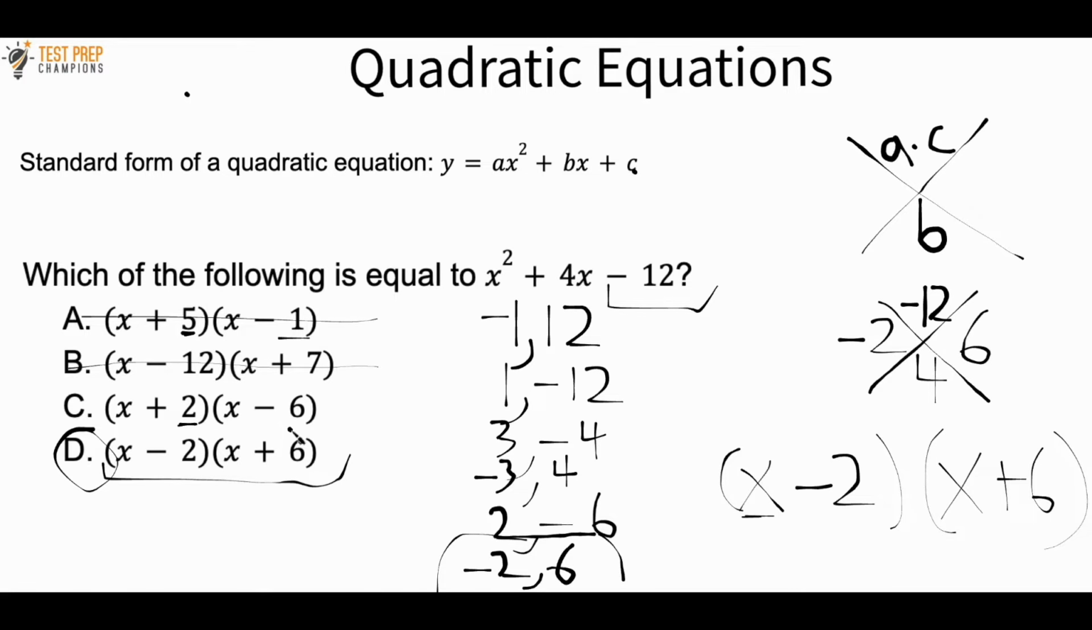And you could have looked at C and seen that 2 times negative 6 is negative 12, so C could be right. And you could have come to D and done negative 2 times 6 and seen that that gives you negative 12. So you could have narrowed it down to just these two, and then you could have done the FOIL method on both of them to see which one gives you x squared plus 4x minus 12. So just something to keep in mind.